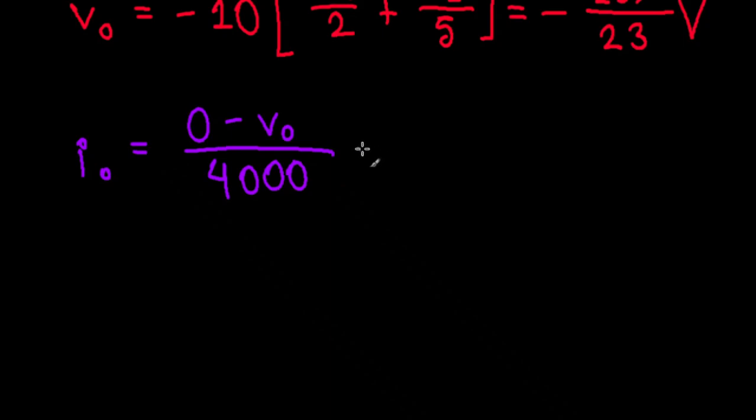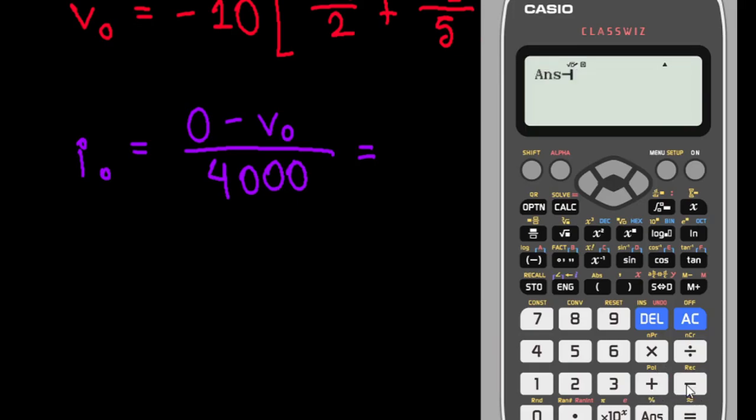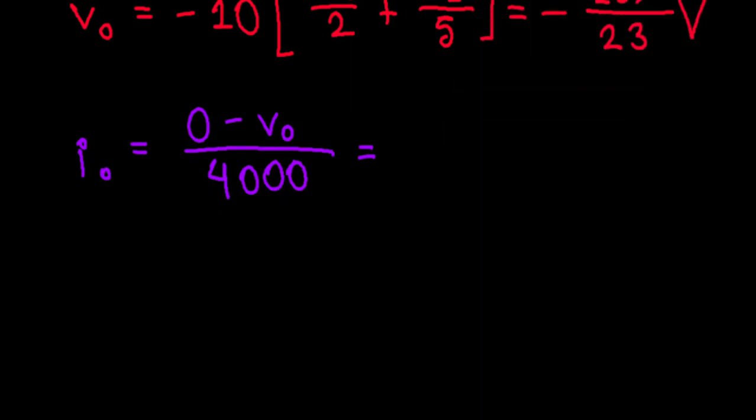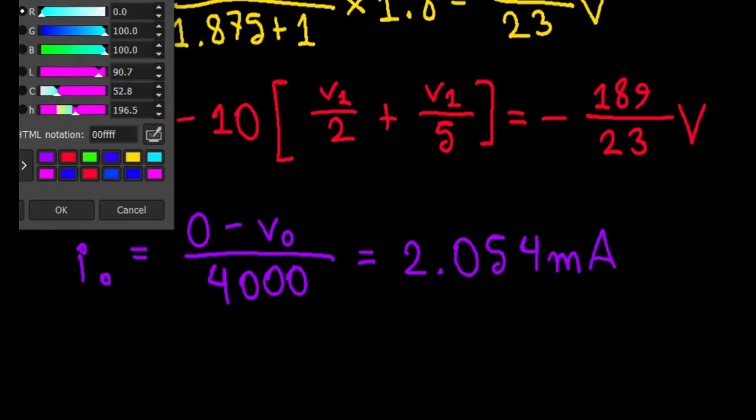Now you really need to be mindful of the kilo. So it's going to be equal to negative of my answer divided by 4000, and this gives me 2.054 times 10 to the minus 3 amps, or I could write it as 2.054 milliamps. Voila, that should be my answer, so we have basically solved this problem.